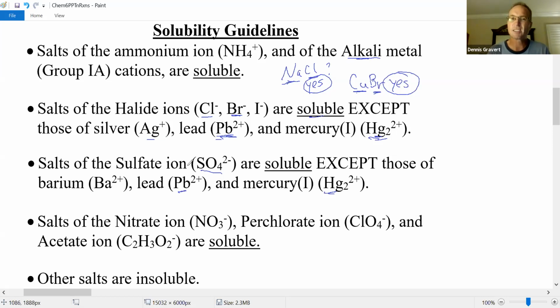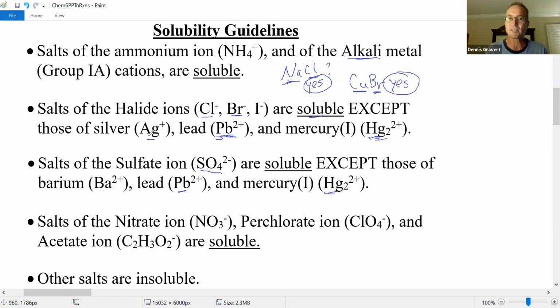And silver sulfate, somewhat soluble. Now, you'll see some other textbooks or other instructors say, we're going to put that on the insoluble list. It's one of those borderline compounds. So in my class, the textbooks I've been referencing, silver sulfate tends to be soluble. It's a borderline compound. I'll try to avoid putting that on the test. But anyways, sulfate is usually soluble, except with lead or mercury.